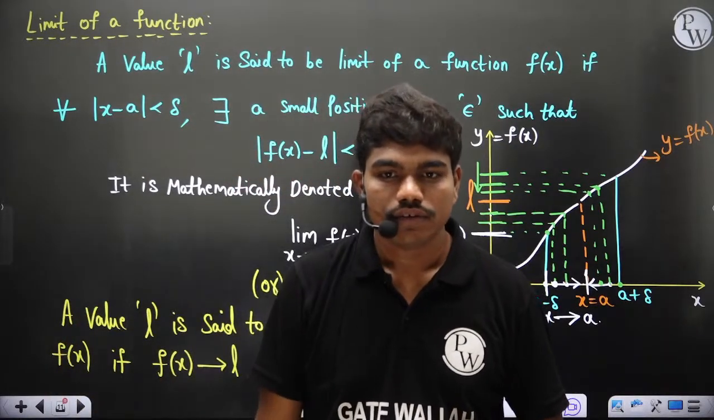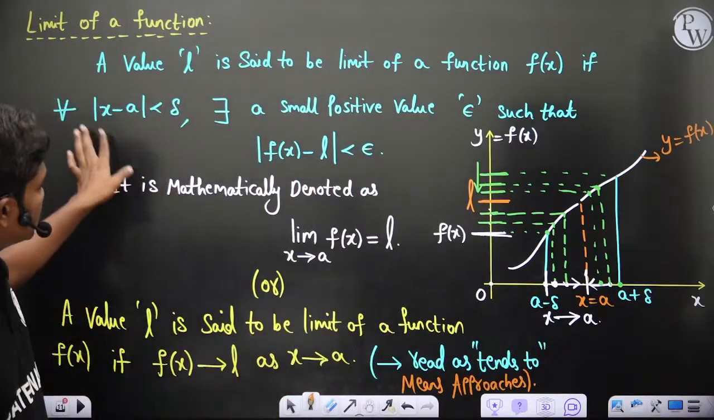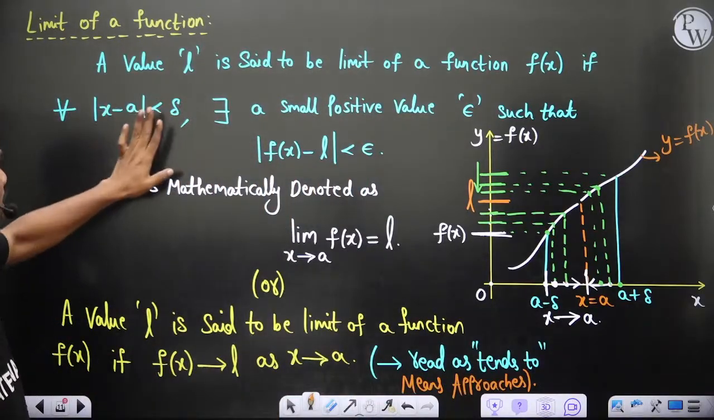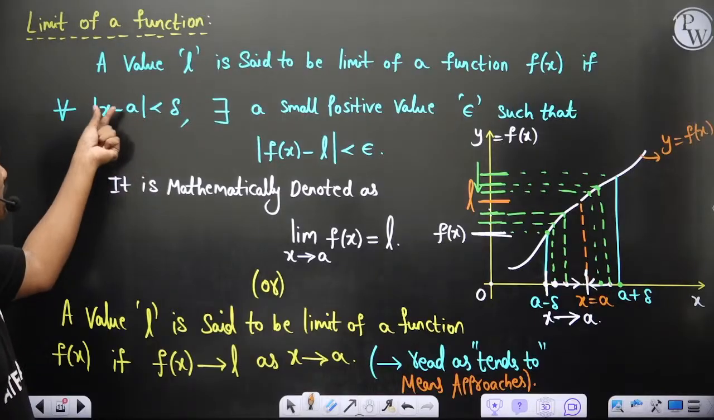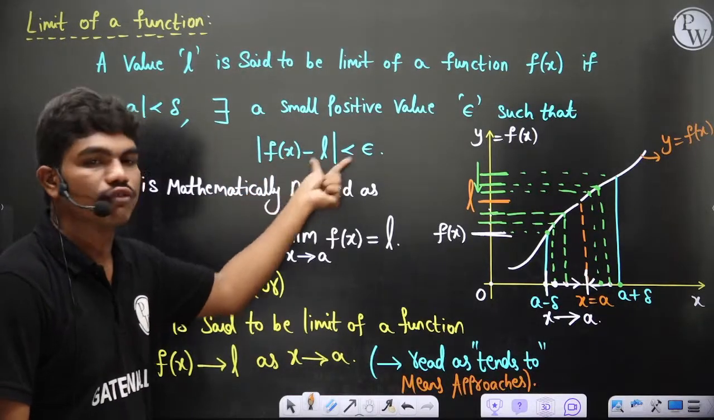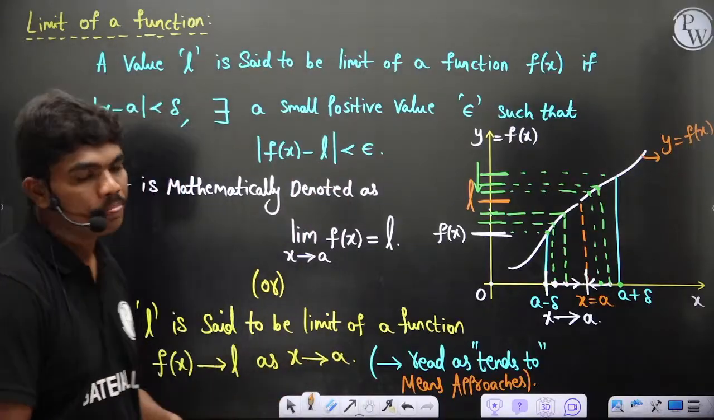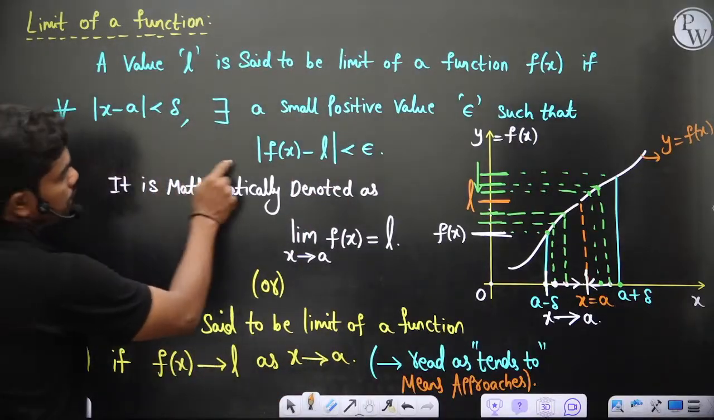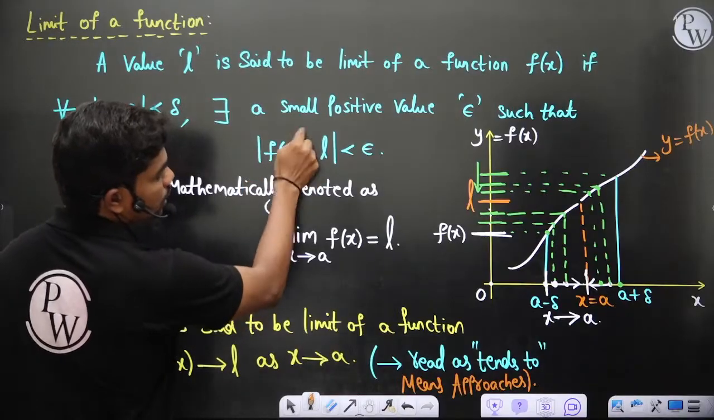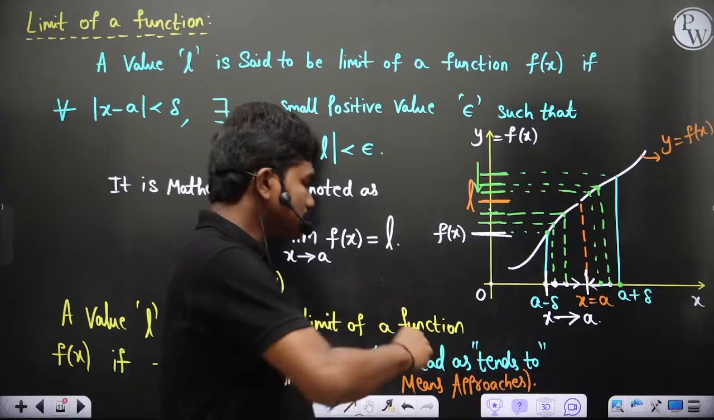Can you please tell again the first definition? Yeah, definitely. What I have told you is this: the modulus of x minus a is less than delta, which means x is in the neighborhood of a. Whenever x is in the neighborhood of a, then ultimately f of x will be in the neighborhood of L. So if x is in the neighborhood of a, then this function value will be in the neighborhood of L. You can see from the graph. So this is the concept of limit.